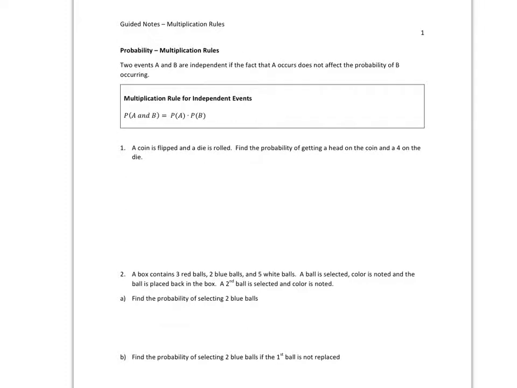Two events, A and B, are independent if the fact that A occurs does not affect the probability of B occurring. And we'll talk a little bit more about that in a minute. If you do have independent events, then the way you find the probability of A and B is the probability of A times the probability of B. So when I see the word "and," I think about multiplication. In the previous video, we worked on the addition rules, and the key word there was "or."